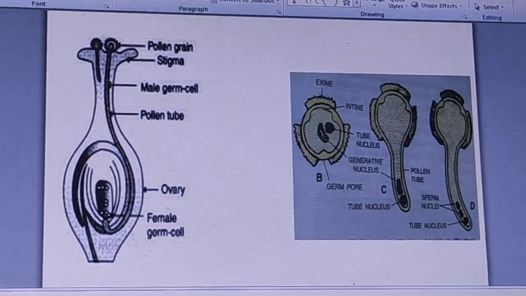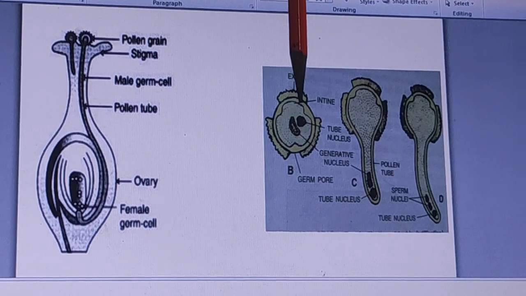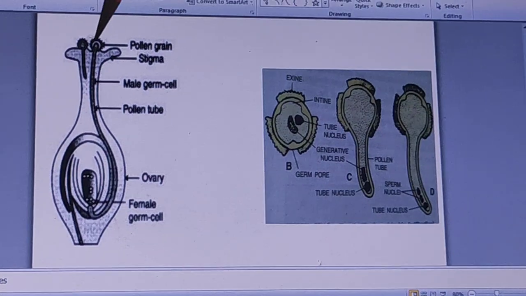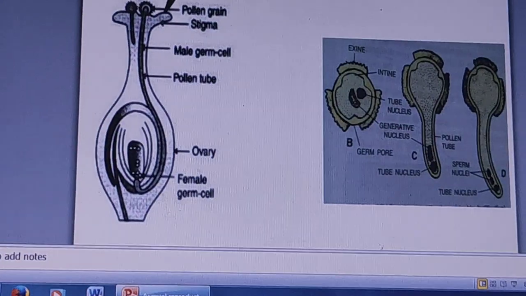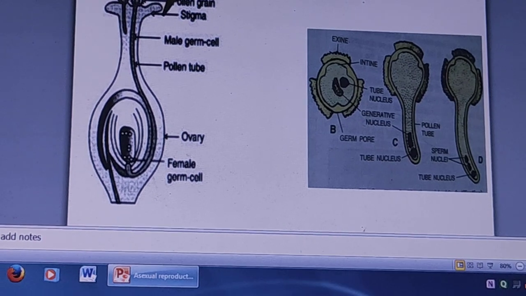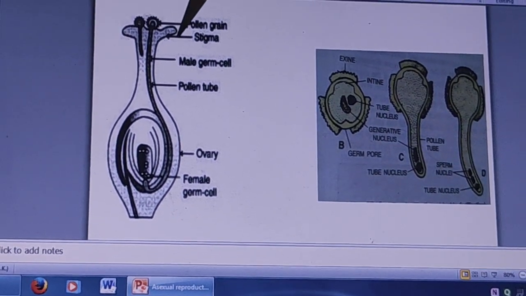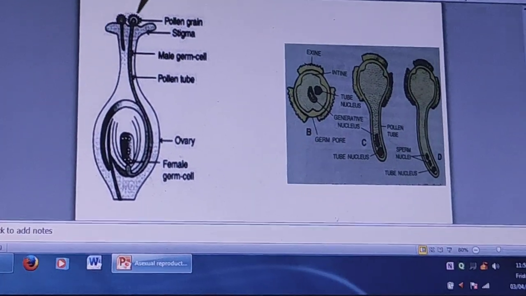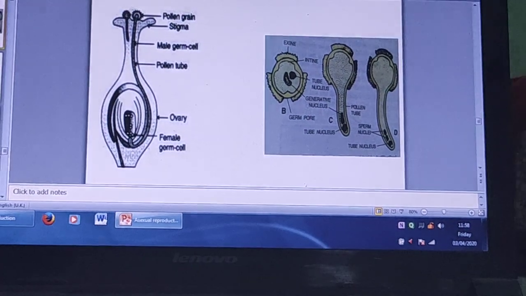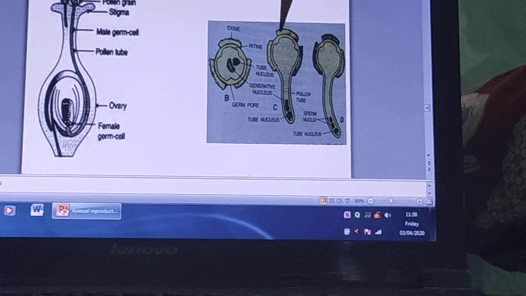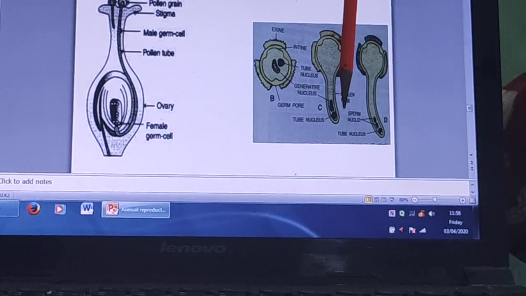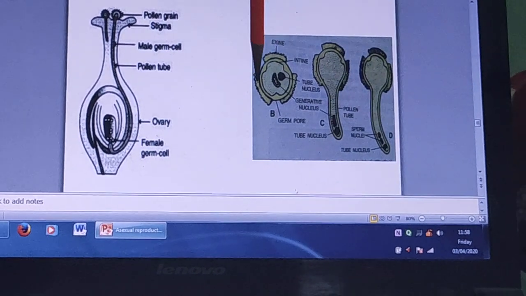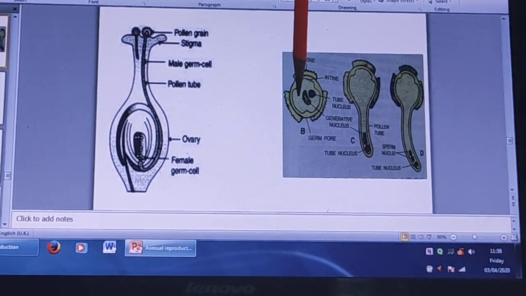So here you see, this is the structure of a pollen grain. Right? What happens? The pollen grain is released and falls on the stigma. Remember, the stigma consists of some nutritive solution, therefore the stigma is sticky in nature. When the pollen grain falls on the stigma, it absorbs the nutrition and germinates. When the pollen grain germinates, it forms a pollen tube like this. And the pollen grain contains the male gamete inside it.